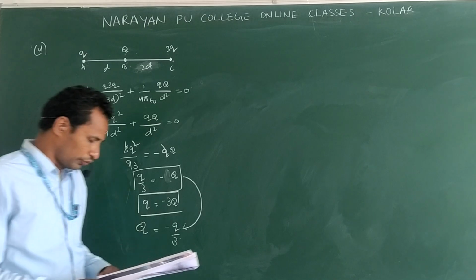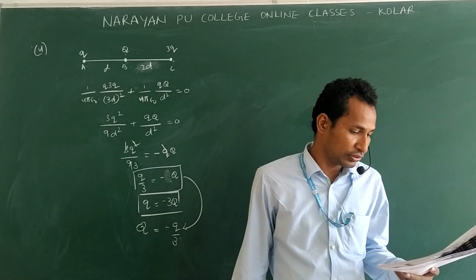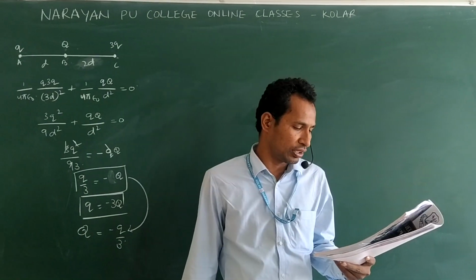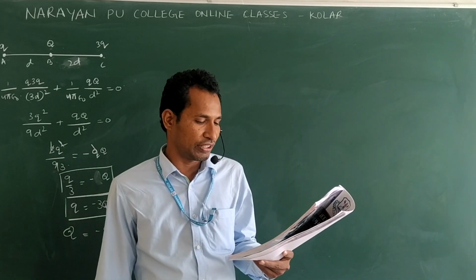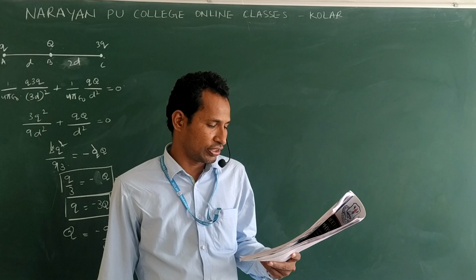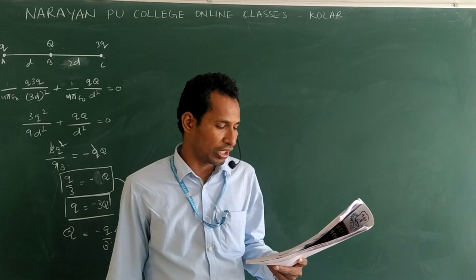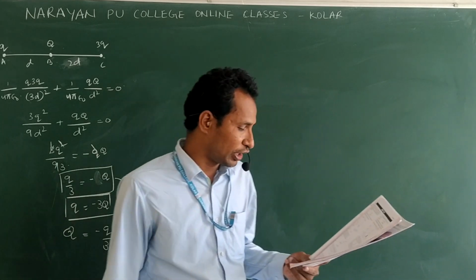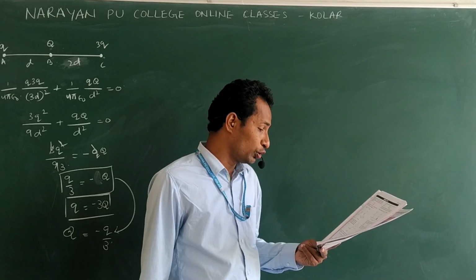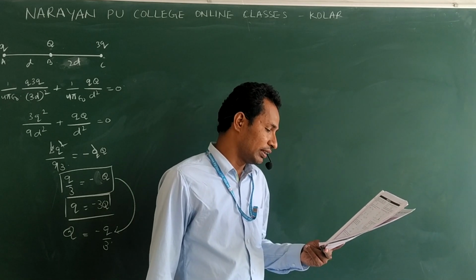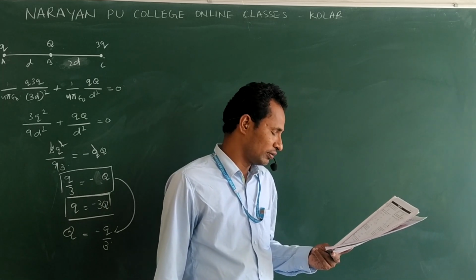Now come to the fifth one. An infinite number of charges, each of charge 3 microcoulomb, are placed on the x-axis with coordinates x equal to 1, 3, 9, 27, up to infinity. If a charge of 2 microcoulomb is kept at the origin, then the net force on 1 microcoulomb of charge. So here there is a confusion in this question. If a charge 2 microcoulomb, millicoulomb, is kept at the origin, what is the net force on 1 millicoulomb?